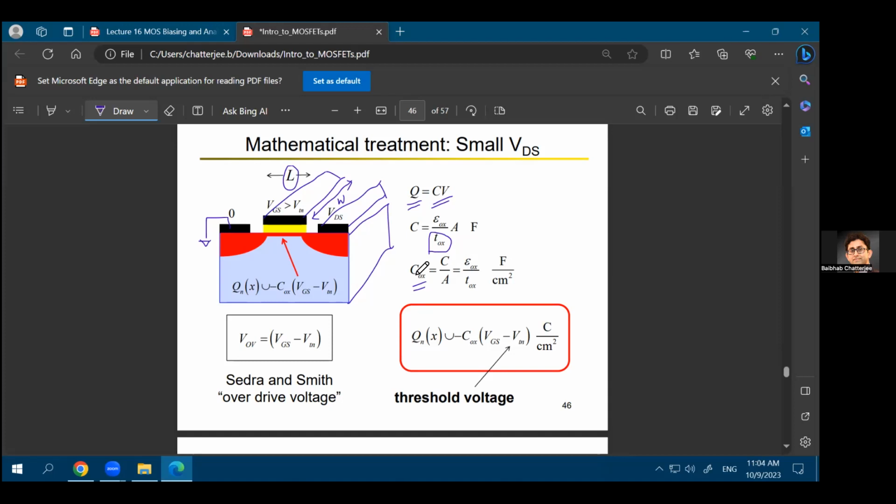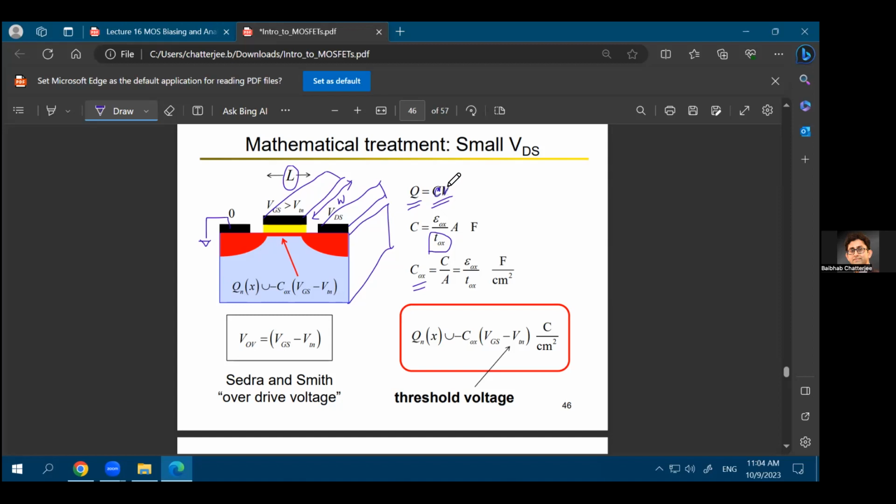Because if you have a larger MOSFET, the capacitance could be larger. If you have a smaller MOSFET, the capacitance could be smaller. But the capacitance per unit area will always be the same. Okay, now that's the definition of your C.